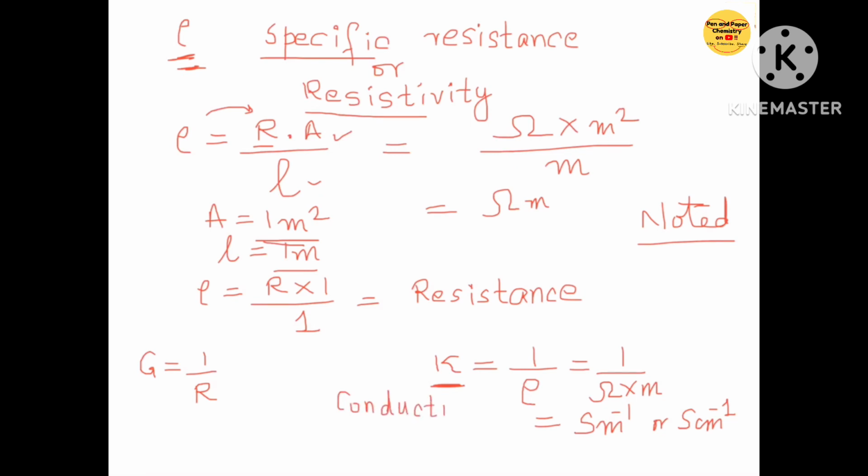Just like we defined resistivity as the resistance of a conductor of unit length and unit area of cross section, can you define conductivity? Yes, it is the conductance of a conductor of unit length and unit area of cross section. How? Yes, just put the value of rho over here. Let's see that.